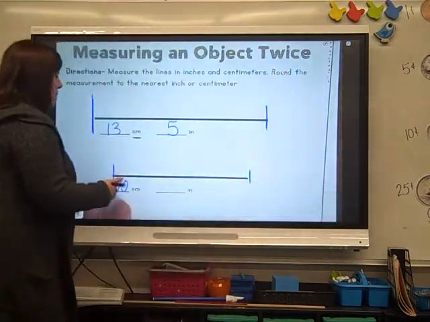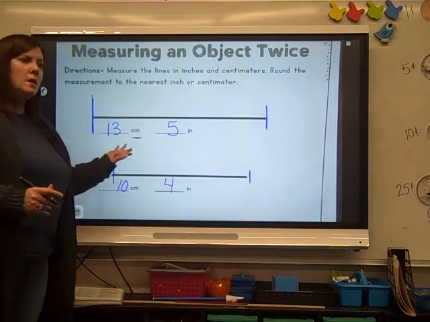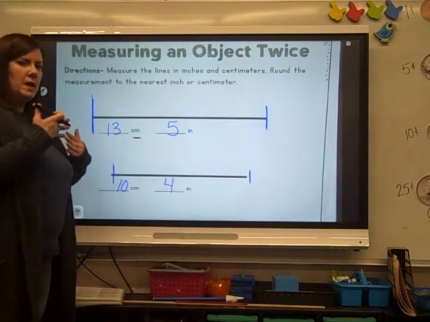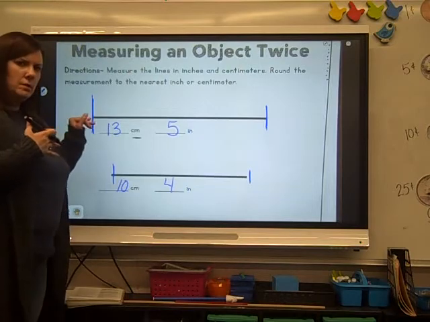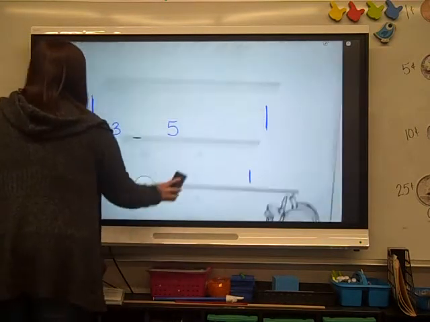So let's put 4 on our line. Okay, make sure you have those 2 because I'm getting ready to erase and move it up, okay? Got those 2? All right, let's go to the next one.